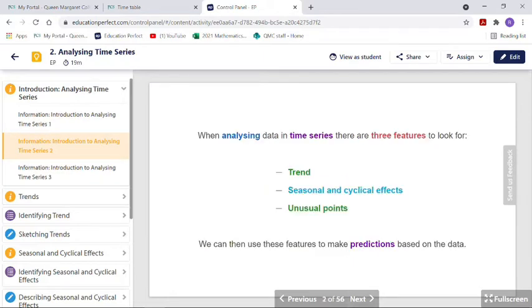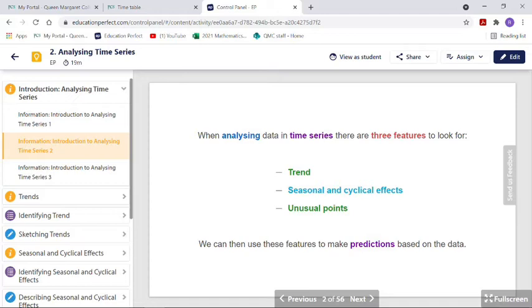So a couple of things that you're going to be looking for. You're going to be looking for the trend, and we're going to define each one of these in a moment, so you don't have to write them down now. We're going to look for the trend. We're going to look at seasonal and cyclical effects. Cyclical just means cycles. In other words, do you see something that's repeating? Okay? And then any unusual points, which we usually think of as outliers. They're just not like the others.